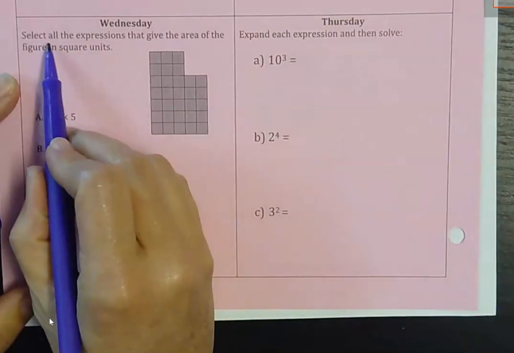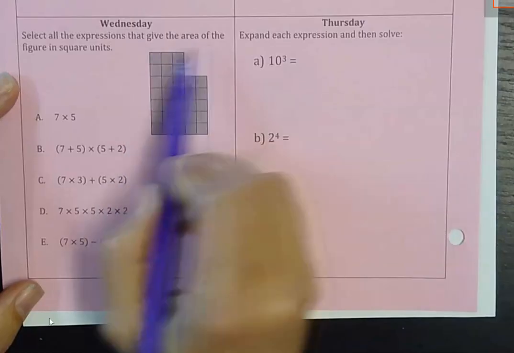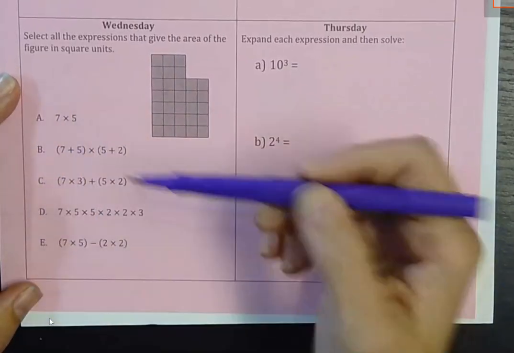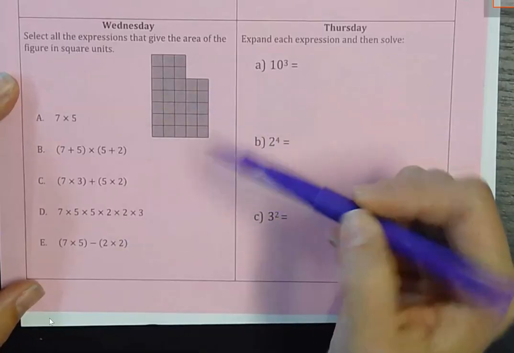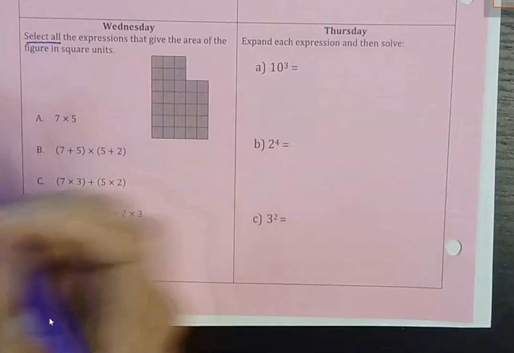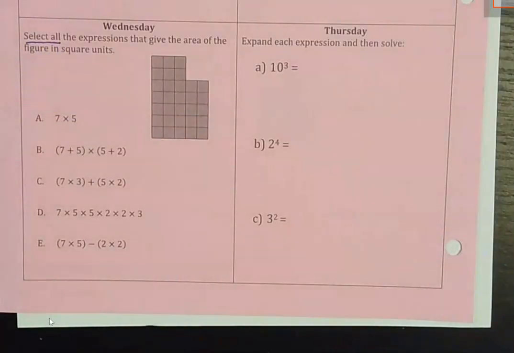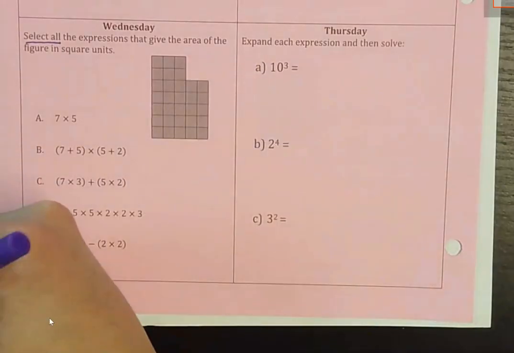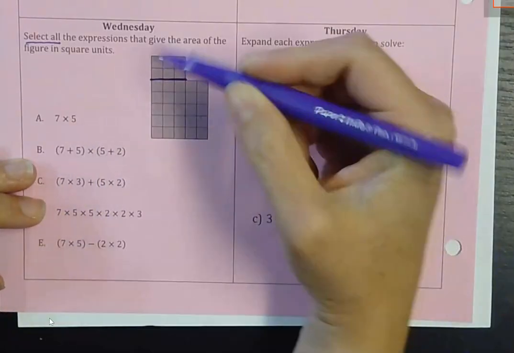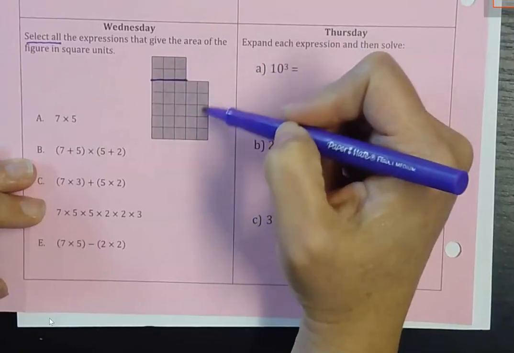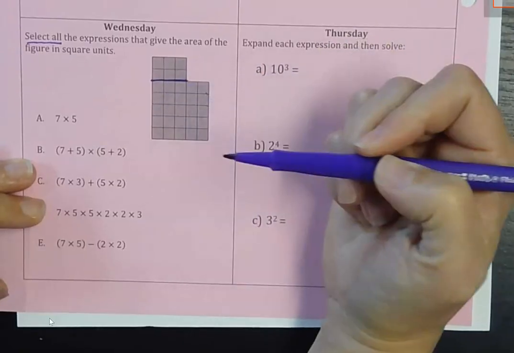Wednesday says select all the expressions that give the area of the figure in square units. So which of these expressions are going to give me the correct area? Remember when it says select all, that means there's probably more than one answer. So it might help to have an idea of what the area is first before you can go through and check this. So when I look at this shape, I could see that there's a couple of different ways you could break it up. I could put a line right here, and then I can see an area here and an area here that I could add together.